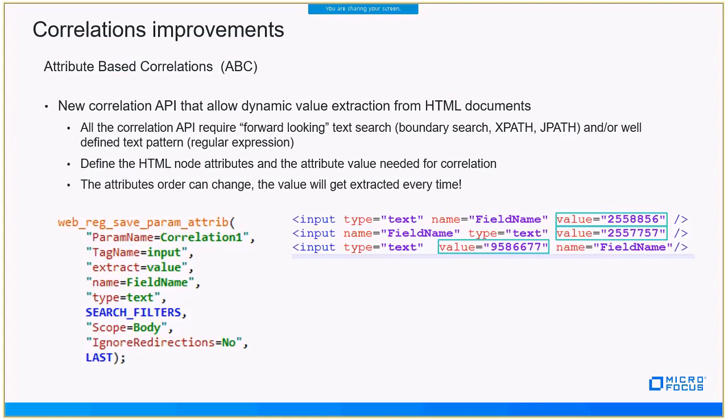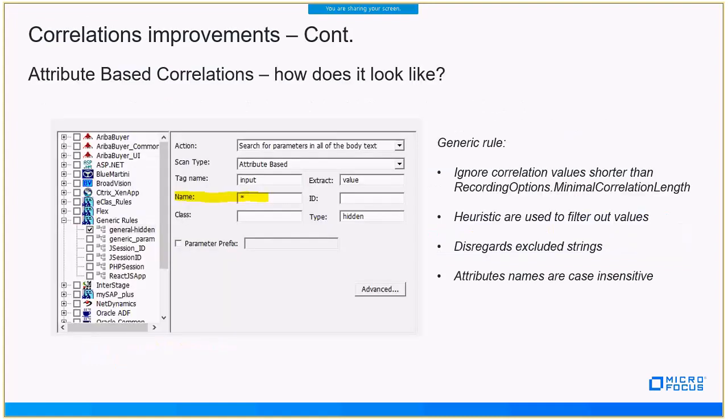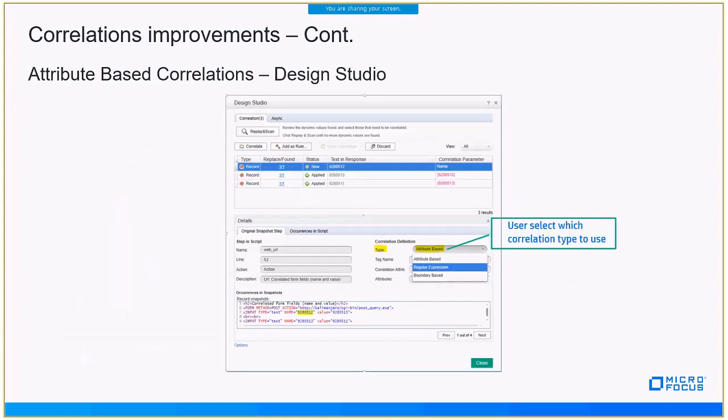There is a new WebReg save param attrib API function that you can see an example of here as well. This is how it looks in the rule definition. And this is how it looks in the Design Studio. You see the drop list under the type. There's the attribute based, but the regular expression or boundary based are still there. We simply gave you another option to deal with HTML output.